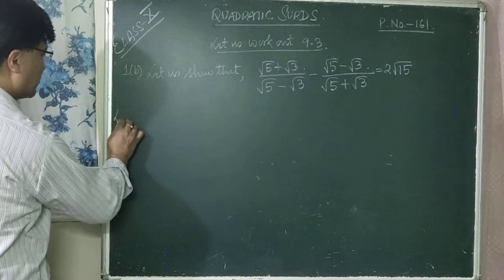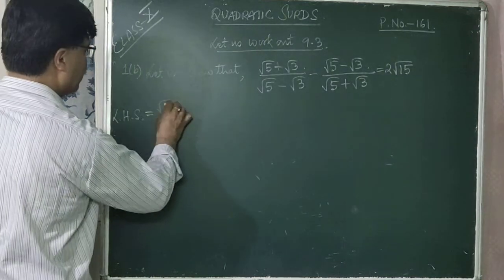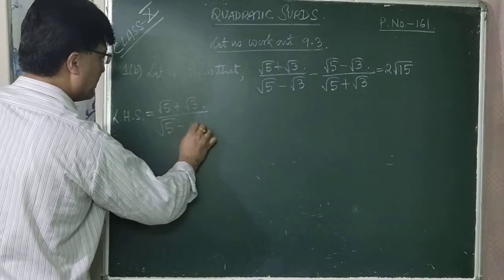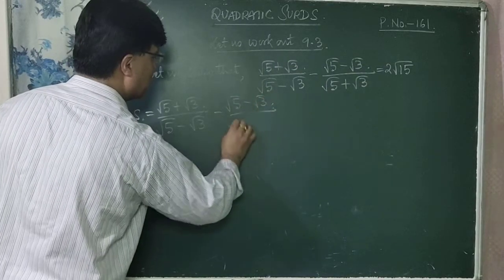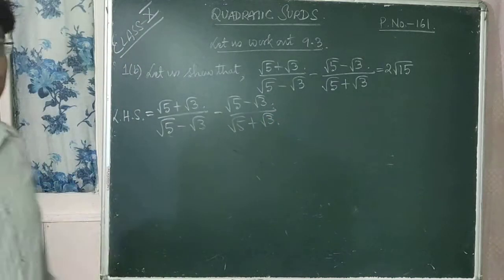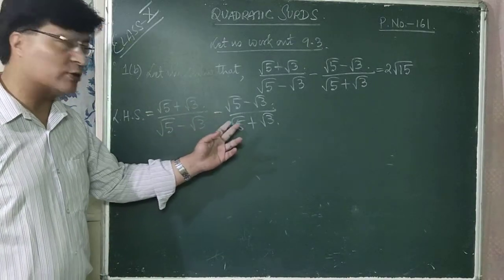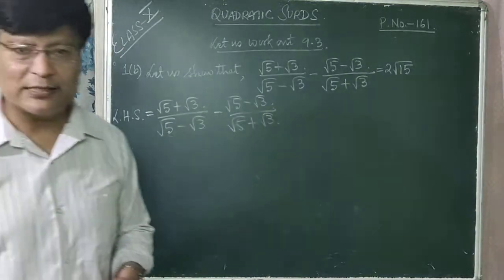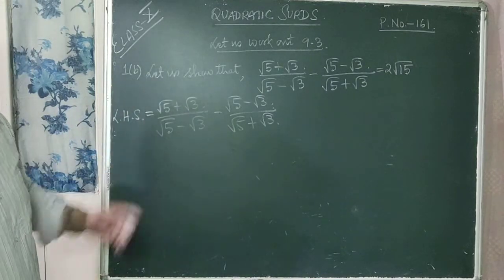Okay. So let us write down LHS, left hand side. LHS means left hand side. Okay. So root 5 plus root 3 divided by root 5 minus root 3 minus root 5 minus root 3 divided by root 5 plus root 3. So you know how to simplify this fraction, isn't it? So root 5 minus root 3 is in the denominator, root 5 plus root 3 is also in the denominator. You have to find out the LCM. You know how to get the LCM, isn't it? You have to get the LCM and simplify the numerator, and you have to simplify the given expression.